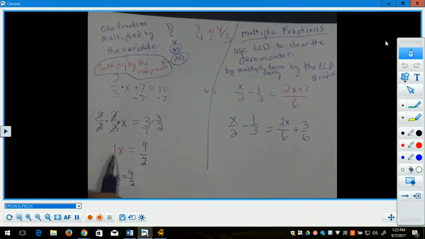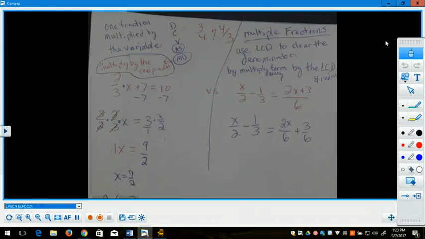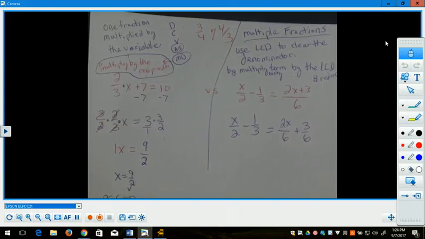To check our answer, we plug it back into the equation. 2/3 times x plus 7 equals 10. Our answer for x was 9 halves. So we're going to put that in, and we should see that this side over here does reduce to 10. 2 goes into 2 twice, so those cancel. 3 goes into itself once, and 3 goes into 9 3 times. So that makes all of this 3, and 3 plus 7 is 10.